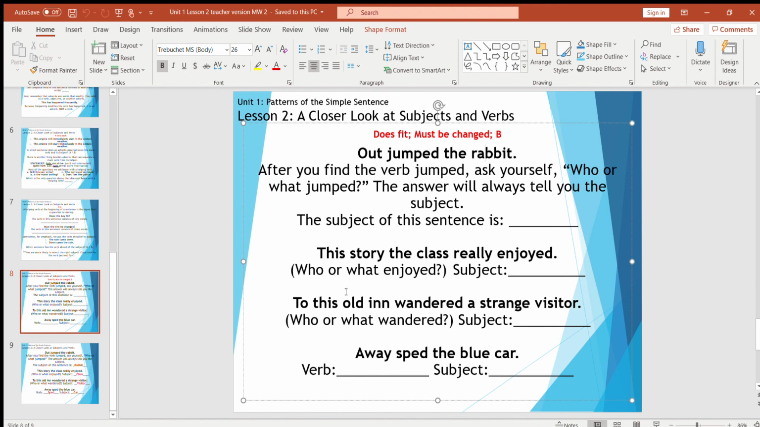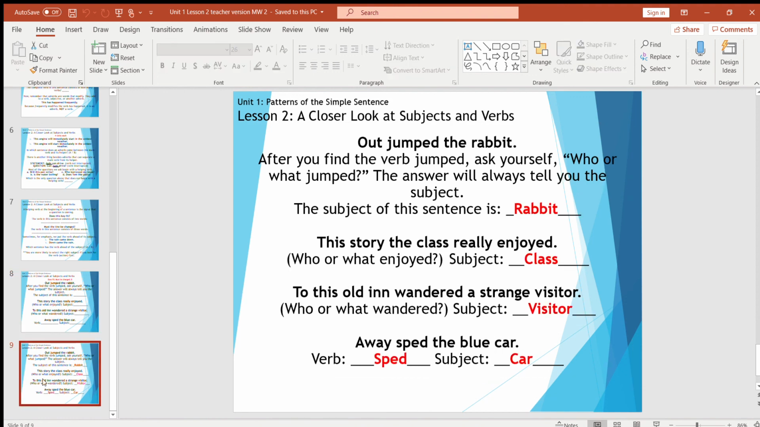To this old inn wandered a strange visitor. So what is my action here? Wandered. So who or what did the wandering? Well, not the inn. Those can't move. It would have to be the visitor. So visitor would be your subject. And away sped the blue car. Again, what's my verb here? What's my action? Sped. What sped away? The car. The blue car specifically. But the noun here would be car. So sped and car. Okay?